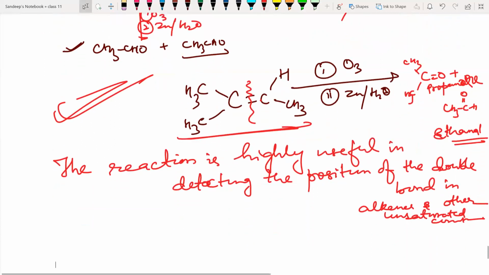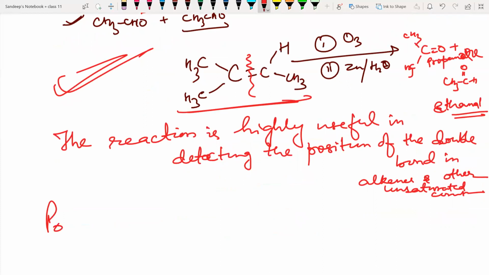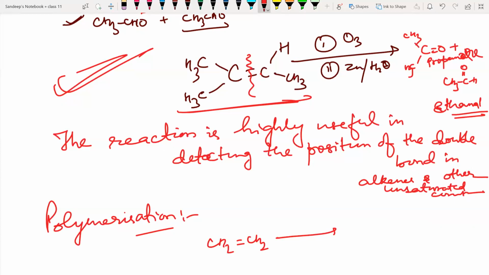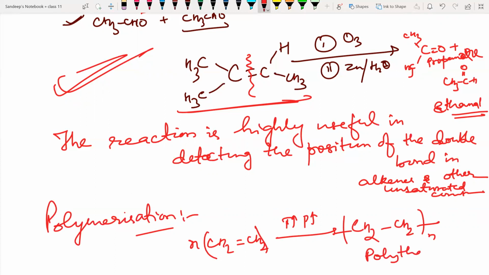Last reaction we are going to see is polymerization. So ethene undergoes polymerization reaction at high temperature, high pressure. So it forms polythene. This is called polythene. So this type of reaction is called homopolymerization. This is an example of addition polymerization.